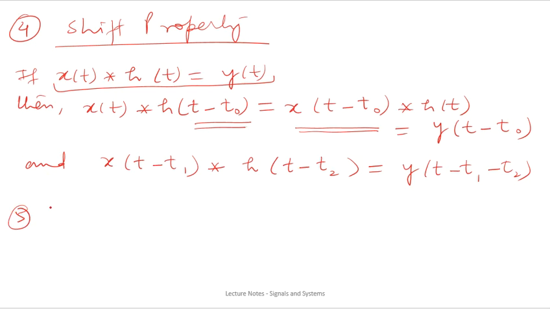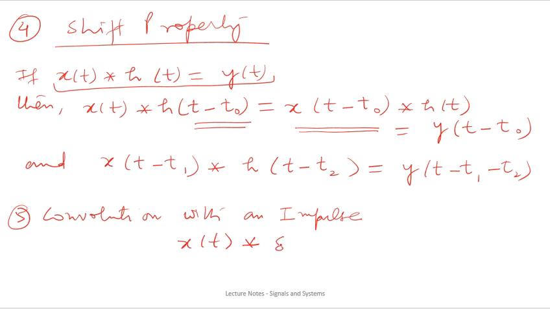The next property is convolution with an impulse signal. The convolution of a signal x(t) with a unit impulse function results in the signal itself. This can be represented in this way: x(t) convolution with the impulse signal is equal to the signal itself. This is the property of a signal, that whenever it is convolved with an impulse signal, it will give you the original signal itself.